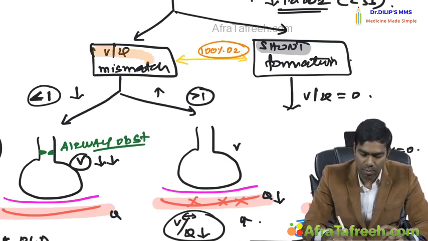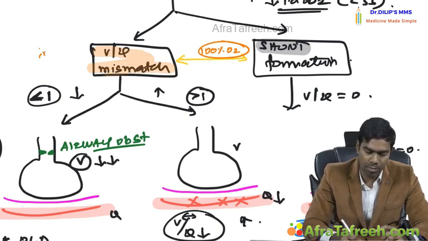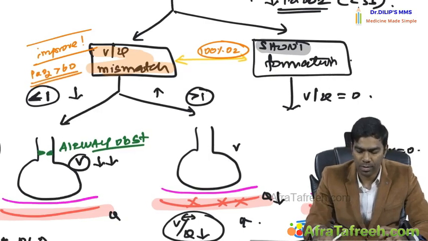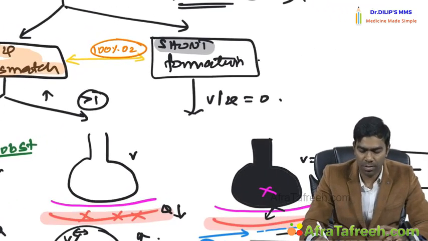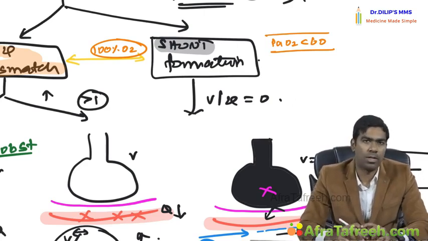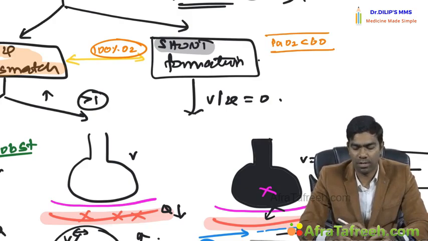Remember, if it's a VQ mismatch, they definitely improve with 100% oxygen, which means your PaO2 will become more than 60 instantaneously. If it's a shunt formation, your PaO2 will still remain less than 60, and it will be completely resistant to excessive oxygen administration. So you are not going to have any improvement with 100% oxygen. This is the major practical clue in the ICU to differentiate a VQ mismatch from shunt formation.